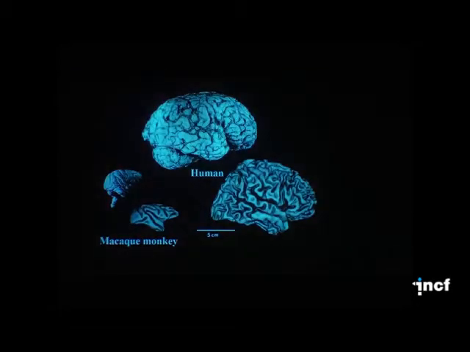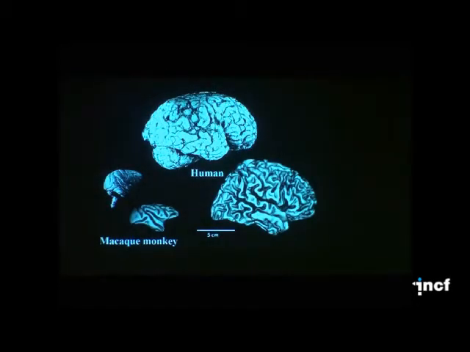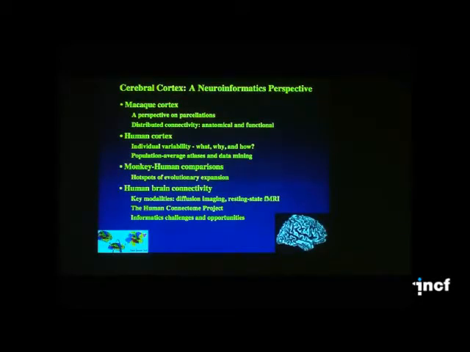Now, I'm going to be talking a lot about the human brain, but I'd like to start with the brain of the macaque monkey. That gives us a lot of baseline information. And I want to talk about parcellations and also about connectivity. And then I'll move up to human cortex, monkey-human comparisons, and then human-brain connectivity.